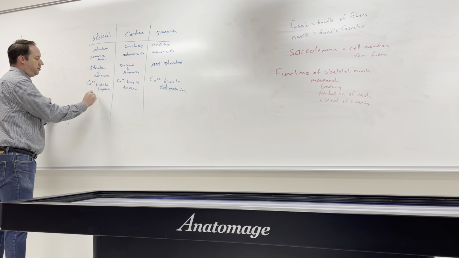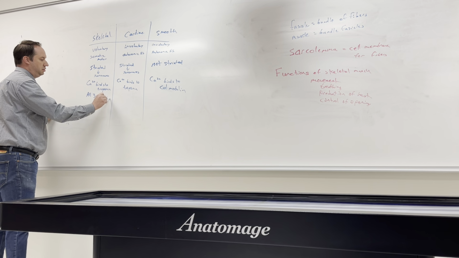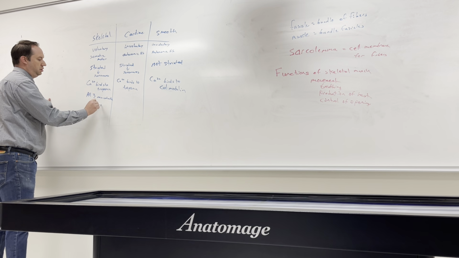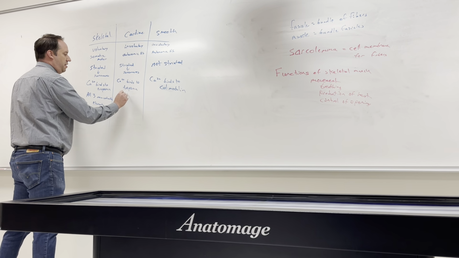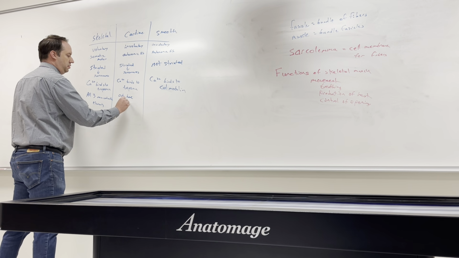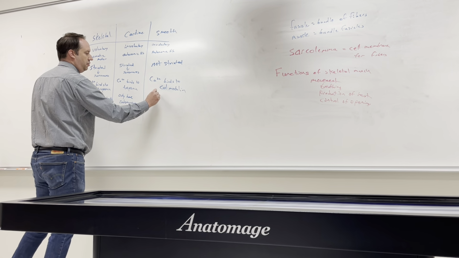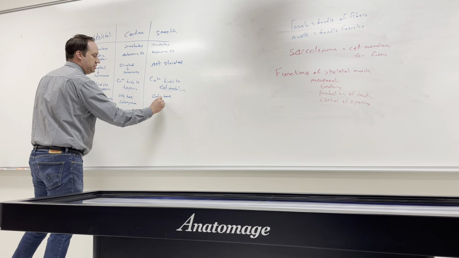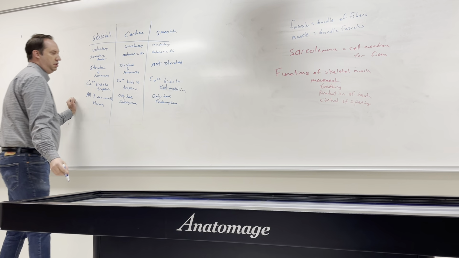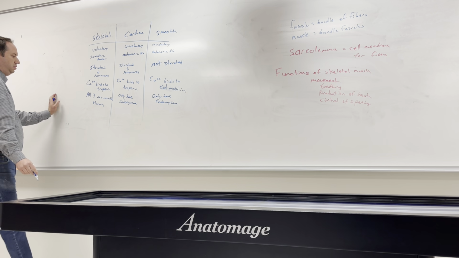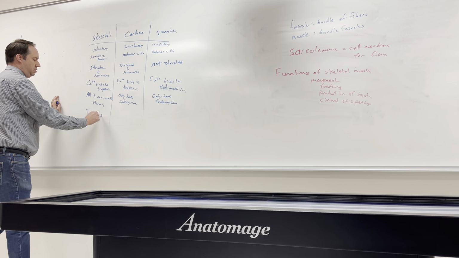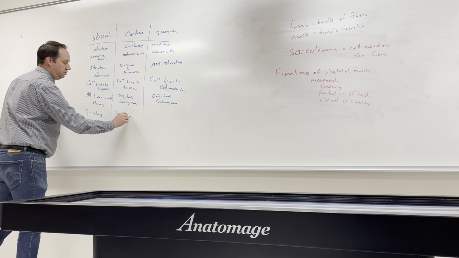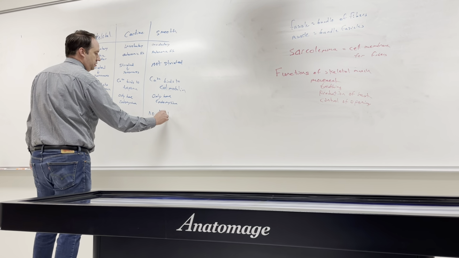Here we have all three non-contractile elements. The endomysium, the perimysium, the epimysium, all of those are present for skeletal muscle. In cardiac muscle, we only have endomysium. And here we also only have endomysium. We get T tubules here. We get T tubules here. No T tubules for smooth muscle.